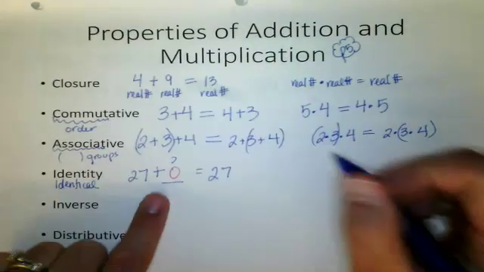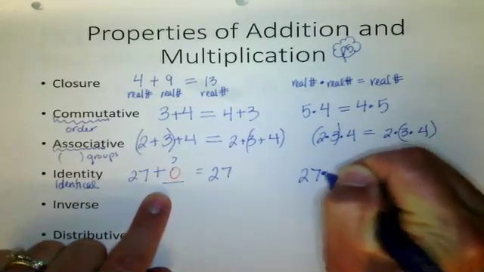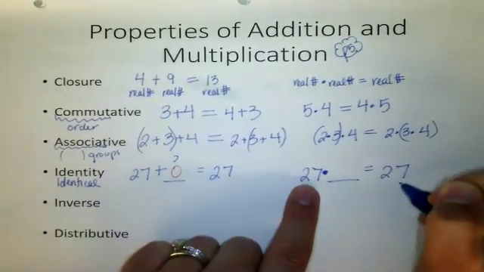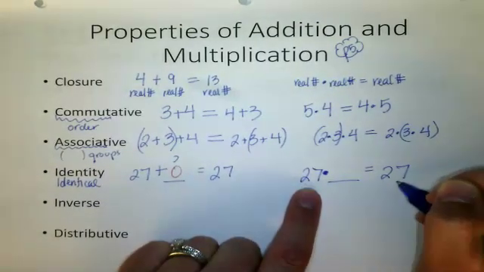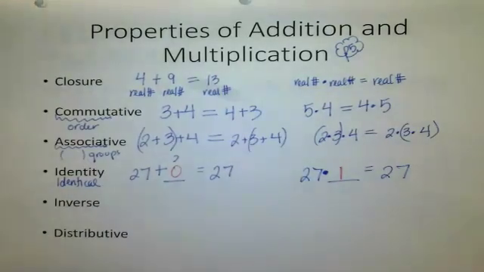The multiplicative identity says, hey, if I start with a number and I multiply by something, what do I multiply by so that I get the identical thing? 1. Okay? So the identity property would be when we multiply by 1 or add 0 to get the identical thing out again. All right.